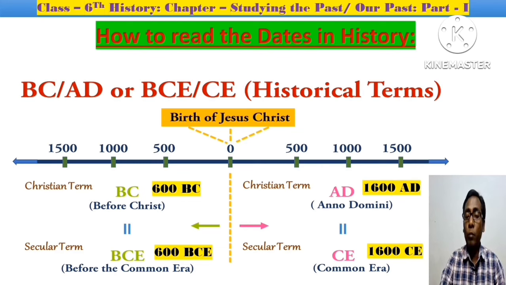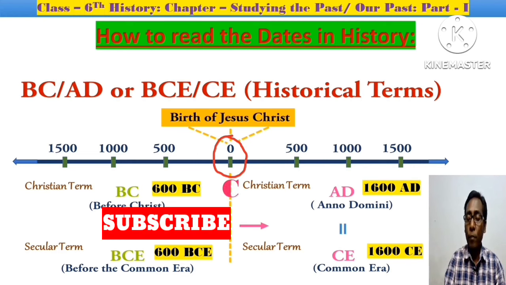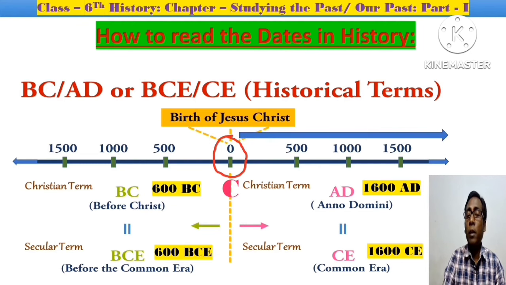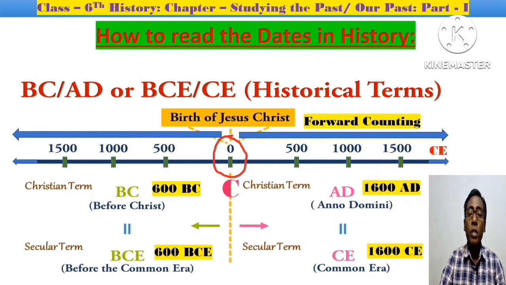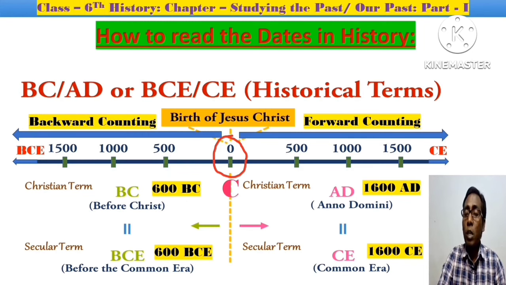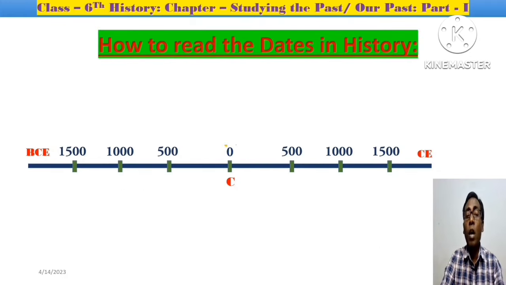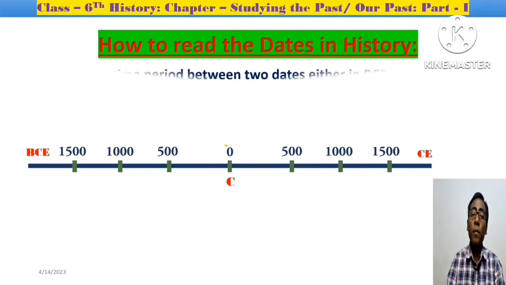Now let us understand with the timeline. The center of the timeline, where 0 is written, is counted as the Common Era and expressed in C. Towards the right side of the Common Era, the dates are expressed in CE and they are forward counting. Towards the left of the Common Era, the dates are expressed in BCE and they can be called backward counting. Let us now learn about how to calculate the dates in history.